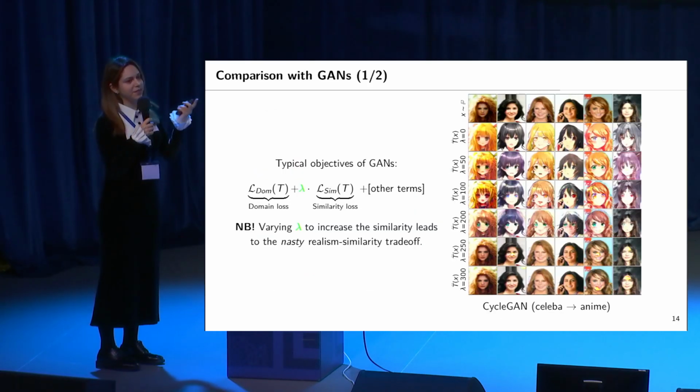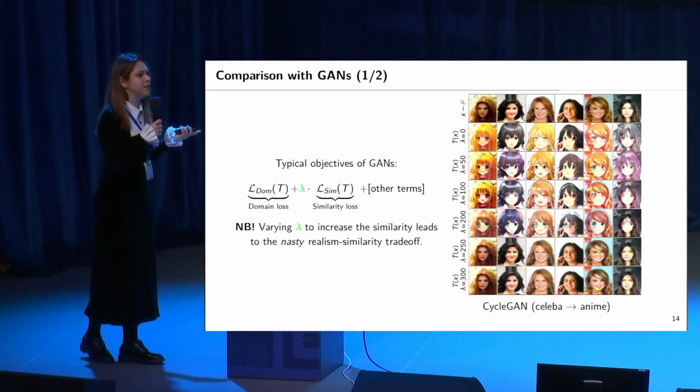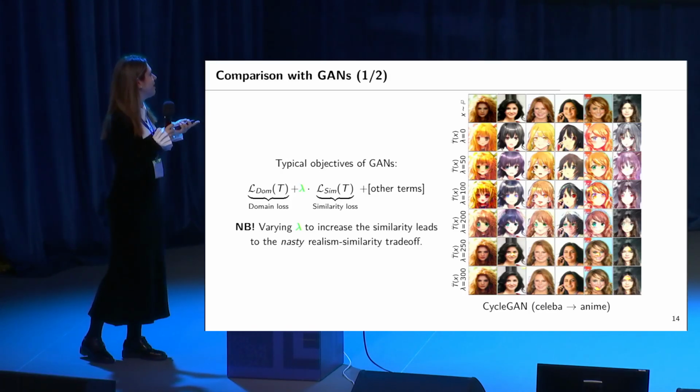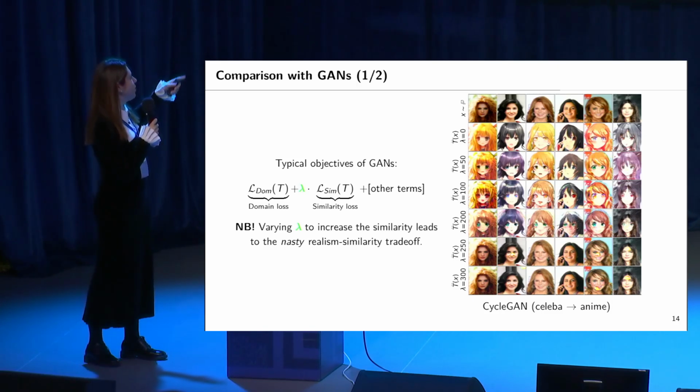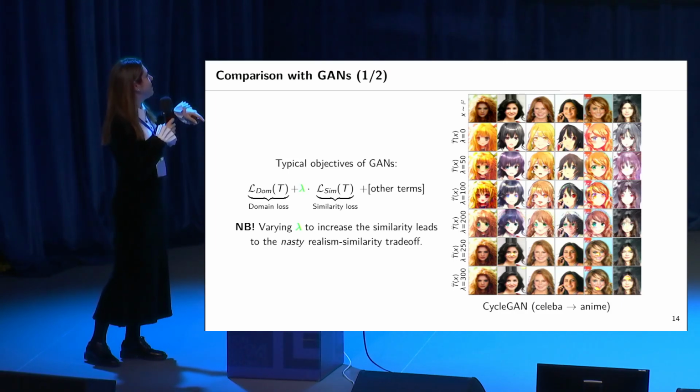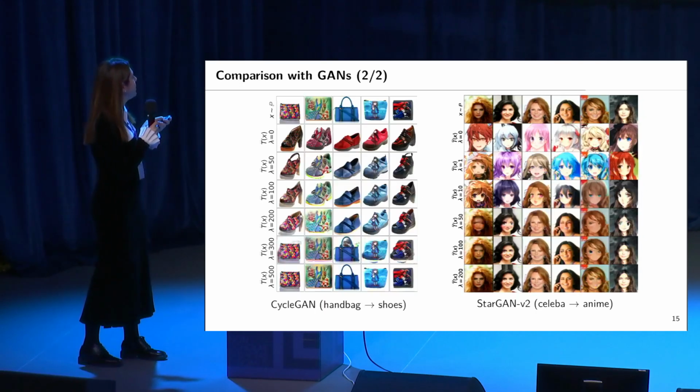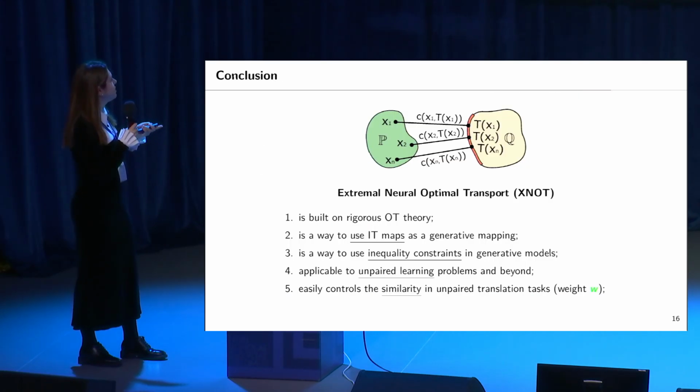And the question which may arise here is, okay, I will finish. Here I show that our method is not a GAN, as you can see, because when we tend the weight to infinity for similarity loss, the learned maps tend to identity. Also some other examples.